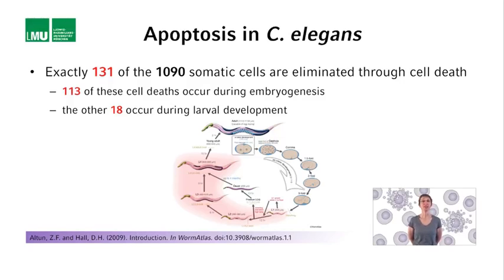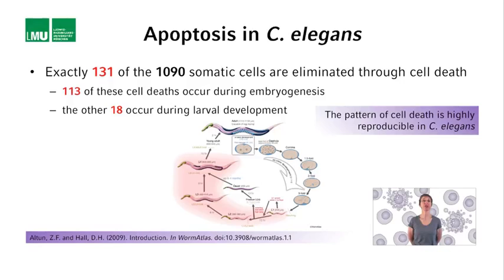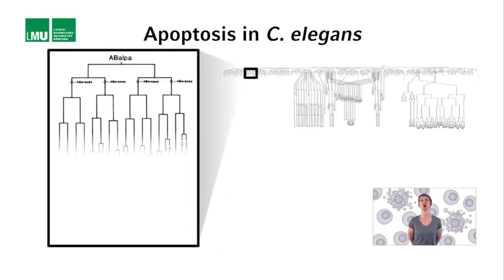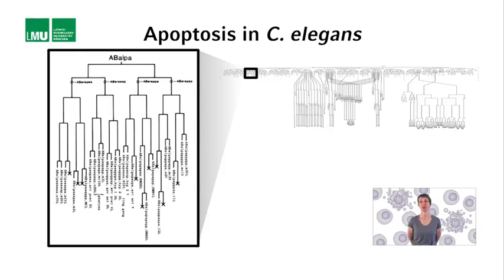And just like the entire C. elegans cell lineage, the pattern of cell death is highly reproducible from animal to animal. To show you this, here is a blow-up of part of the embryonic lineage. What you can see is that for a number of cells, there is an X at the end of the line. This indicates a cell death. It is always the same cells that die at the same time and at the same place.